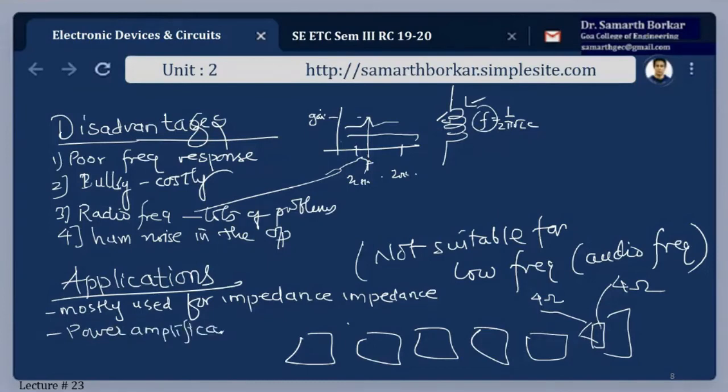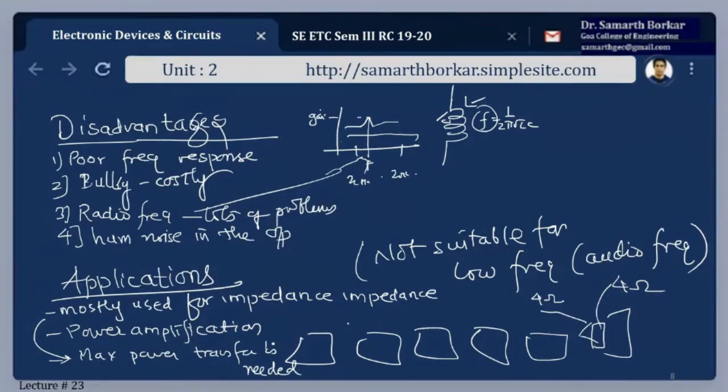We will discuss in the next class the difference between voltage amplifiers and power amplifiers. The transformers are used in power amplifiers, and the converse of this statement is that it is used in applications where maximum power transfer is needed. So these are the three applications for the transformer coupled amplifier.